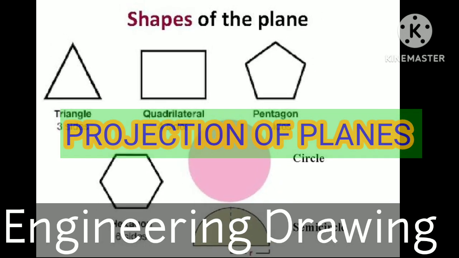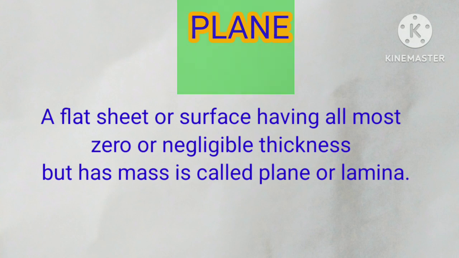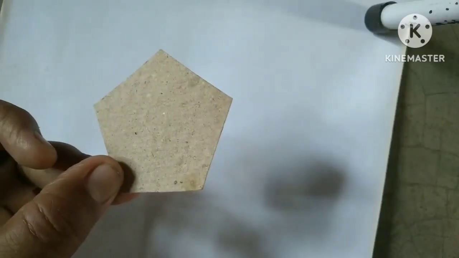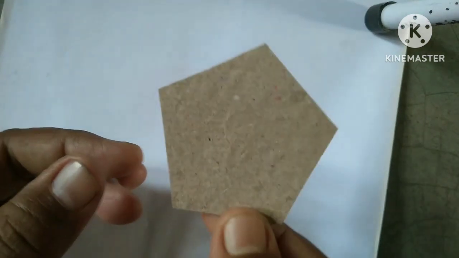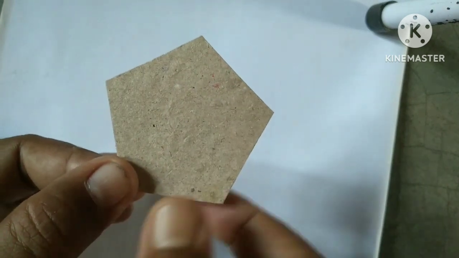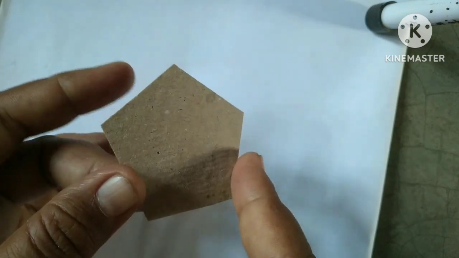Today I will explain the projection of planes. So first we will know what a plane is. A flat sheet or surface that has zero or negligible thickness but has mass is called a plane or lamina. For example, a sheet of paper is a lamina. A plane is a two-dimensional object having length and breadth only, and its thickness is always neglected.